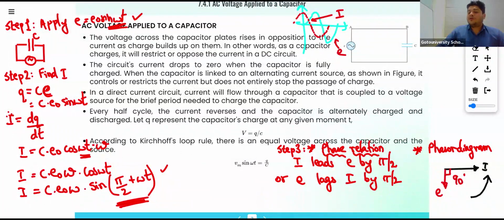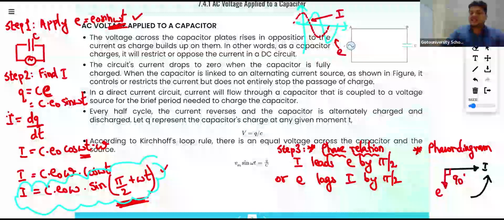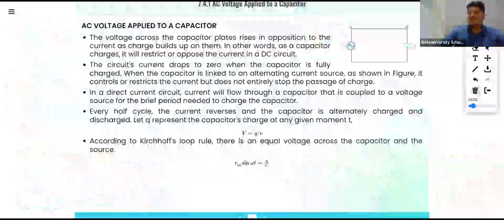Okay, now what about the variable? In this case, the variable will be the same. It will come into picture by this equation: I is equal to C E naught omega sine (90 plus theta). That means we have I is equal to I naught sine (90 plus theta). So this will be your I naught, and I naught will be equal to C E naught into omega.